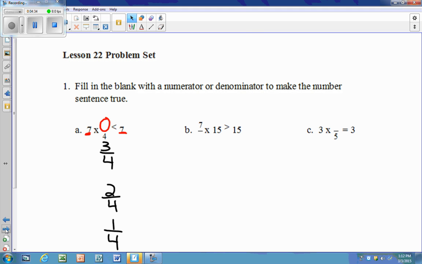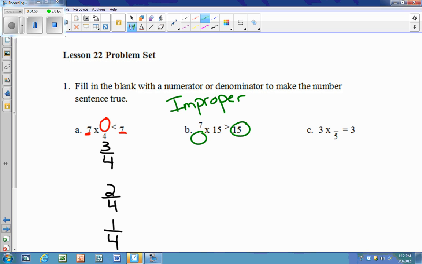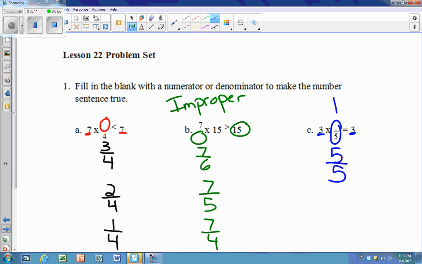Another example over here, 7 over something, when I multiplied 15 by it, is greater than 15. In order to make a number greater than 15, I have to multiply by an improper fraction because I need greater than 1. So 7/6 would be improper, 7/5, 7/4, it could be 7/3, 7/2. Those are all improper. And then over here, I have 3, and I want something that would make it equal to 3. I want this to be equal to 1, so it would have to be 5/5.